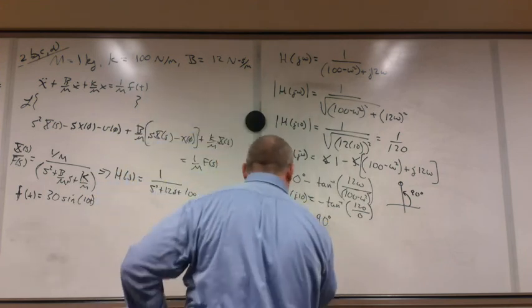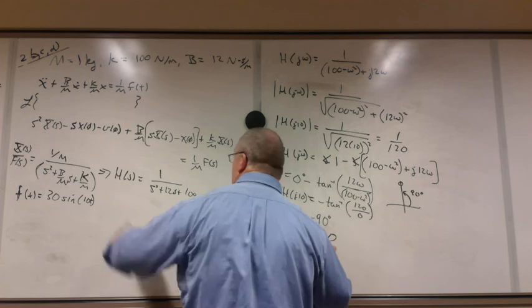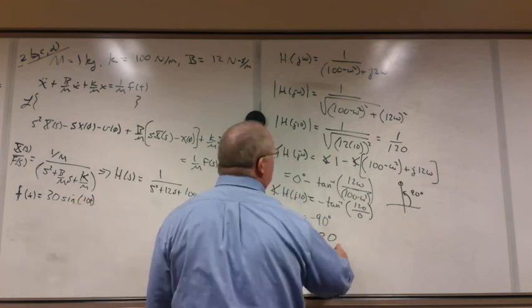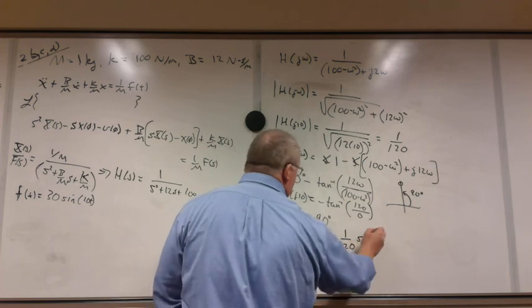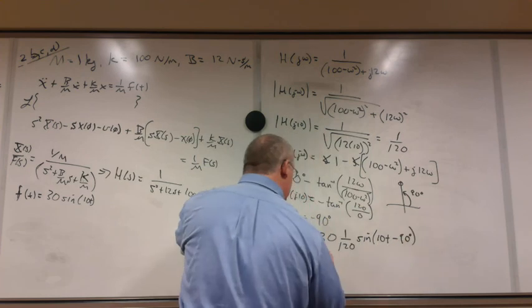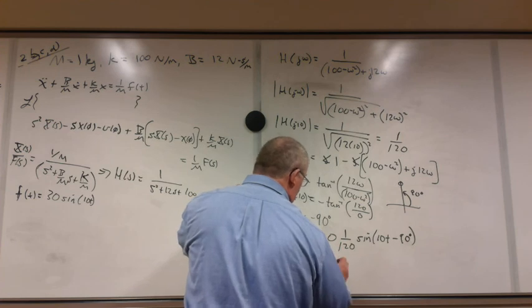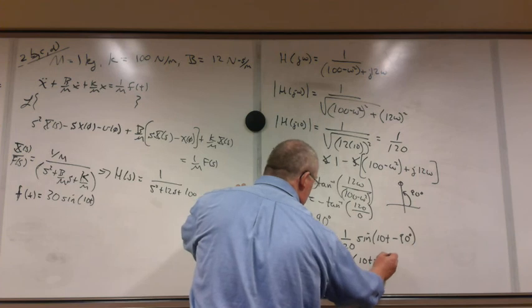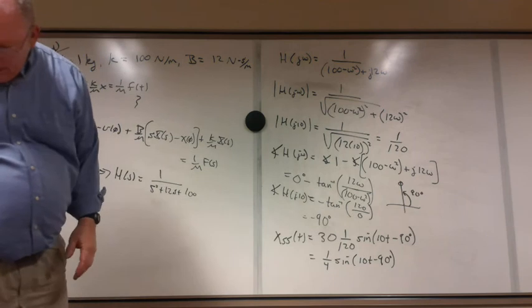So let's see if I get it right this time. X steady state of t is going to be equal to 30. That's the amplitude that we drove it with right there. 30 times the magnitude h of j omega. So times 1 over 120 sine of 10t minus 90 degrees is equal to 30 over that's 1/4, right? 1/4 sine of 10t minus 90 degrees. Oh, how'd I do? Ta-da! Got it right.